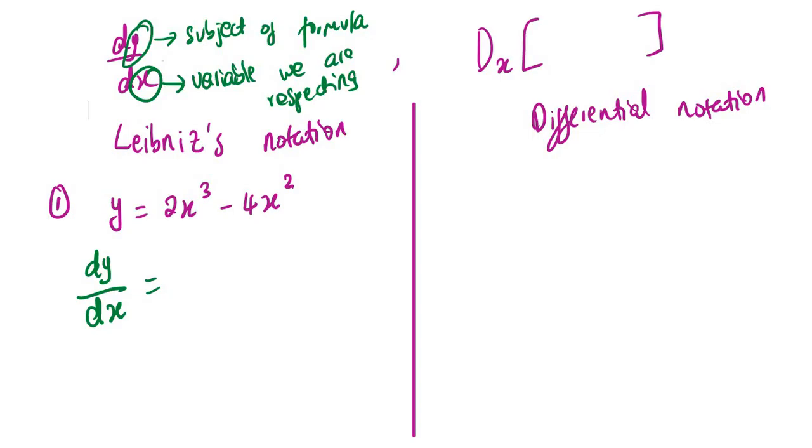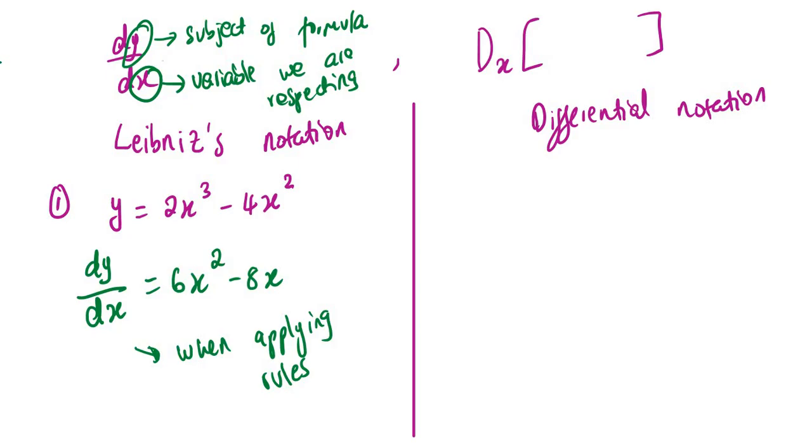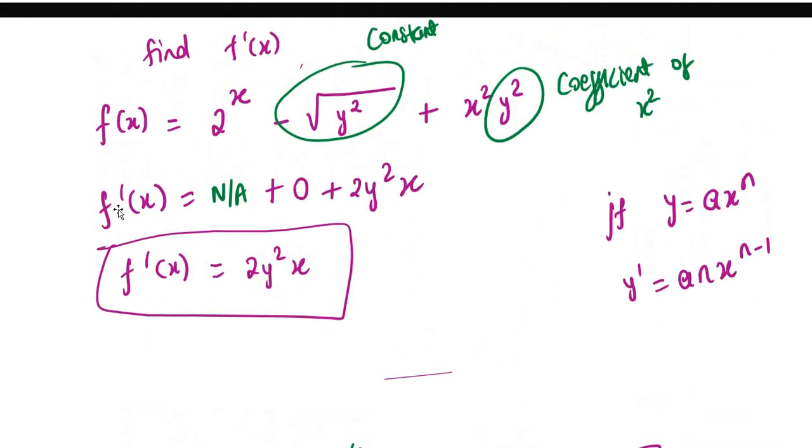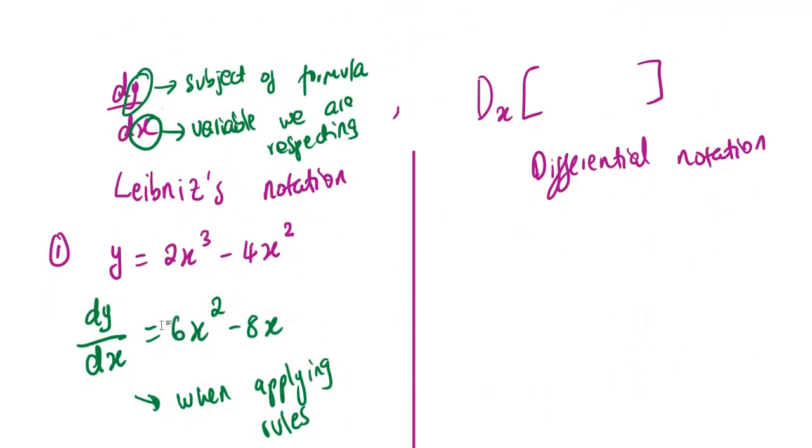So they say find dy over dx. What you simply do is apply the rules again. 2 times 3 is going to be 6. Then you have x, and 3 minus 1 is 2. Negative 4 times 2 is what? Negative 8. Then you have x, because 2 minus 1 is 1. Then you are done. But the most important thing is that you only write dy over dx when you are applying the rules. In a similar way, we said you only write f prime of x when you're applying the rules. You also only write dy over dx when you're applying the rules.